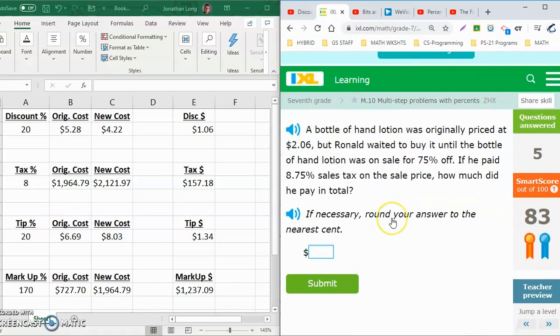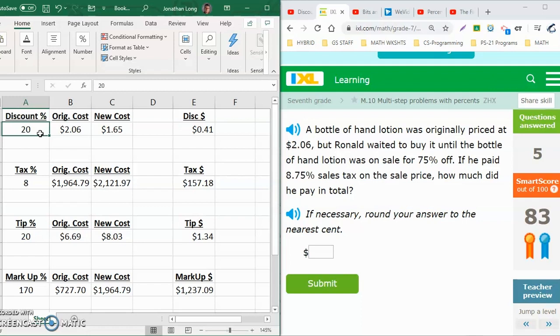Good work. So let's try another one. A bottle of hand lotion originally priced at $2.06, but he waited to buy it till it was on sale, 75% off. So again, discounts have to happen early so that we can figure out what we're actually paying tax on. So I'm going to go up to my discount box. It used to be $2.06, but as most items, as the product life cycle wears out, they have to put it on sale to get rid of it.